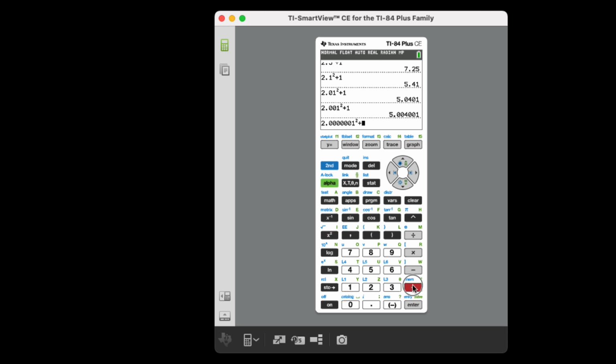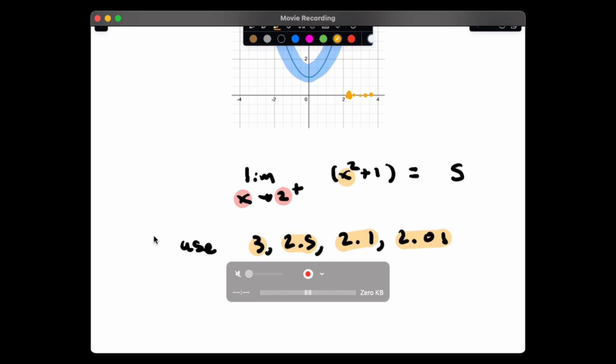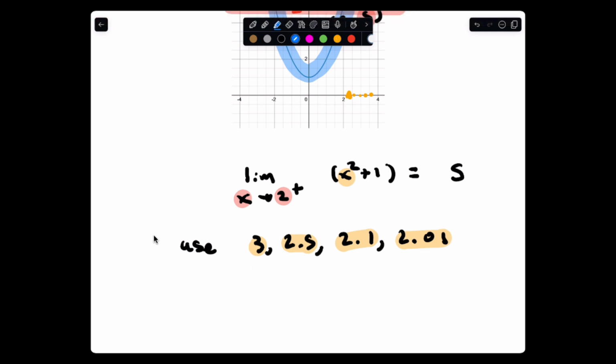Square this, add 1, and what do you get? You're getting closer to what number? 5. Do you guys agree with that? So numerically, we can also see that the limit is what? 5. And that's what your book's going to start to do.